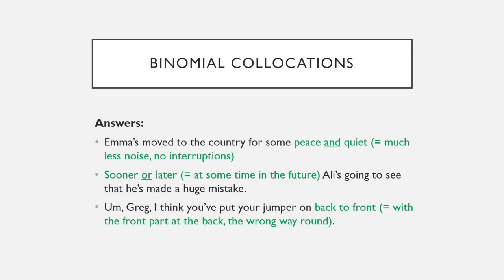The first binomial is peace and quiet. This means there is complete silence, no interruptions, no stress or disturbance. The second binomial is sooner or later. So this means at some non-specific time in the future. And the third binomial is back to front. So this means with the front part at the back, usually an item of clothing. So how many of those binomials did you manage to find?